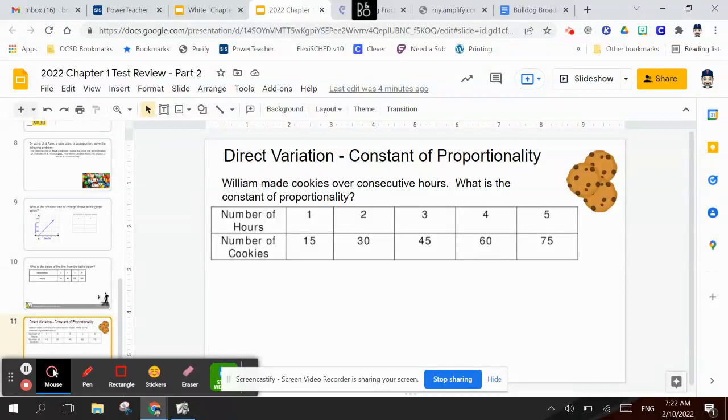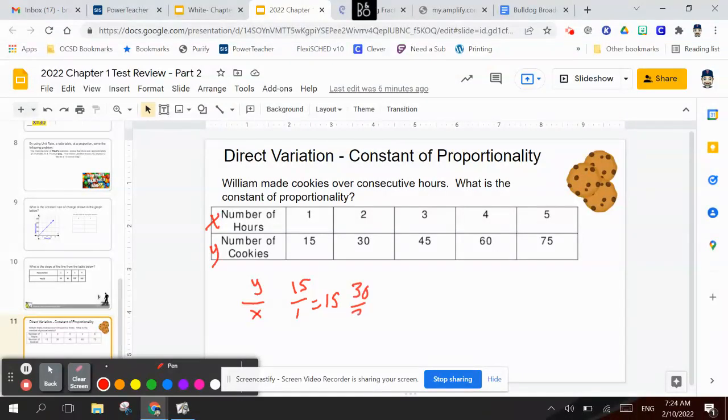Our last one is direct variation, constant of proportionality. So to do this, here's my x value, my number of hours, and y is the number of cookies. I'm going to use the symbols y divided by x. So I take 15 divided by 1, and that equals 15. I try the next one. 30 divided by 2 is 15. 45 divided by 3 is 15.